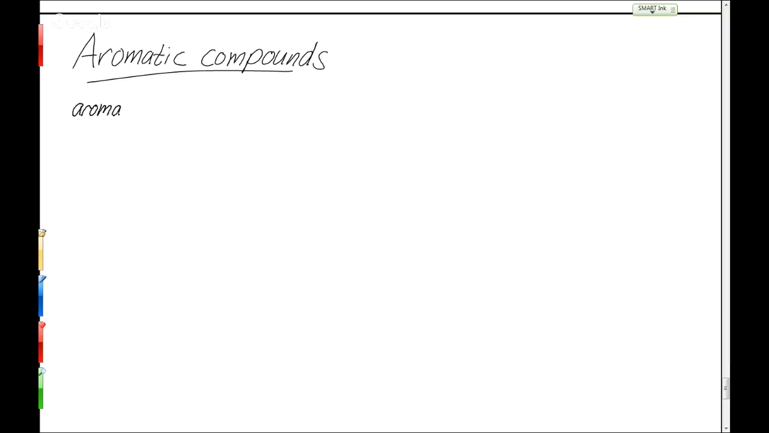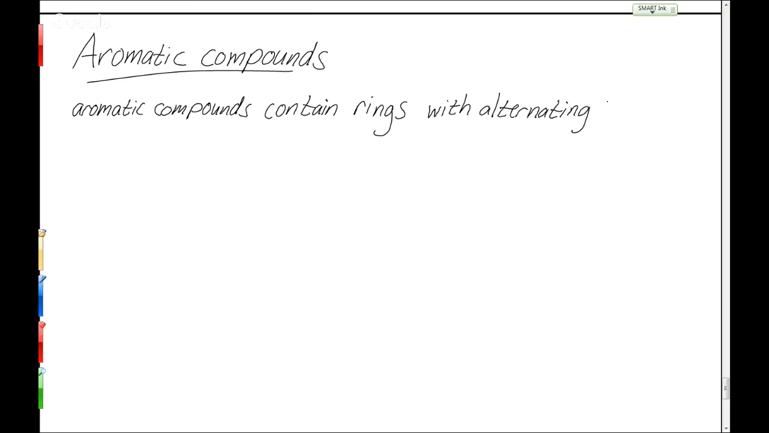Aromatic compounds contain rings, like cyclic compounds, with alternating double and single bonds. And it's a little more complicated than that when you get into the details of it, but for our purposes, that's a good definition. So we're talking about things like this.